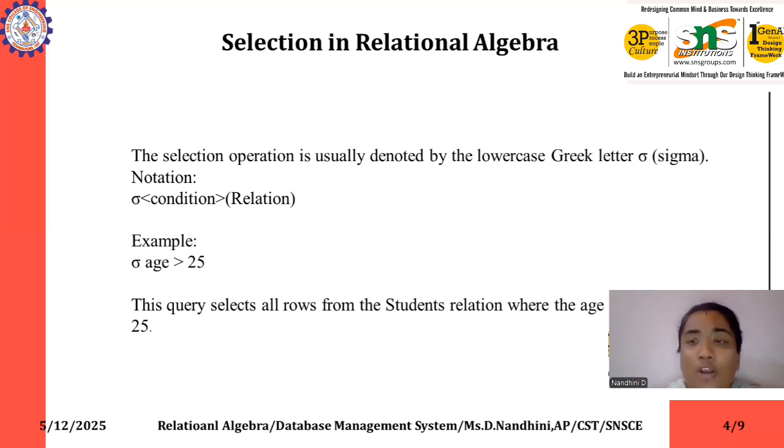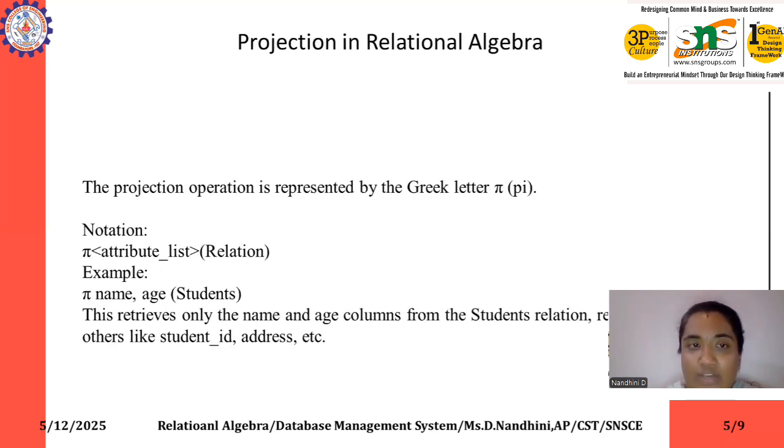The notation is sigma of condition, relation. For example, sigma age less than 25. This query selects all the rows from the student relation where the age is less than 25.